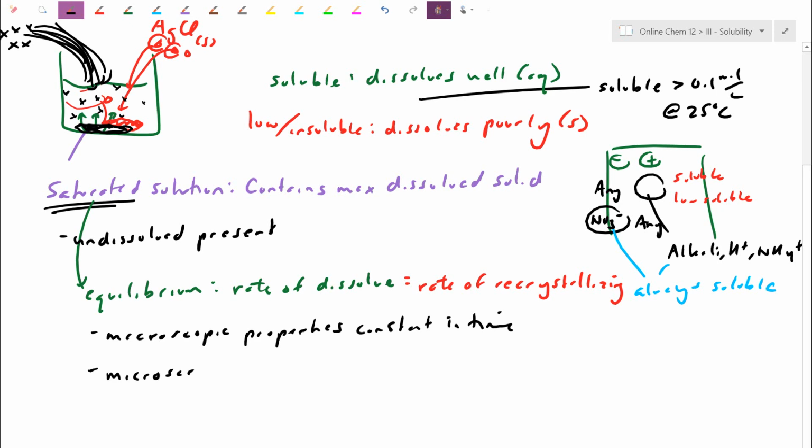Microscopically, reactions continue to occur. So if I could tag these molecules here, tag the solids that I actually drop in, these particles here in time, they are going to jump into solution. But overall, I don't see any change because there's other things that are coming out of solution at exactly the same rate. So there is a certain sweet spot where I'm basically going to do this experiment.